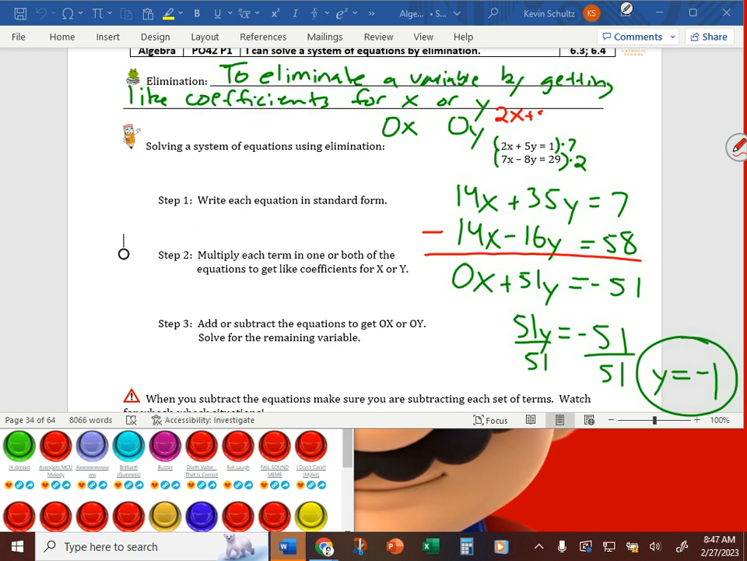2x plus 5 times negative 1 equals 1, or 2x minus 5, because 5 times negative 1 is negative 5, equals 1. You could probably do this in your head mentally. Add 5, divide by 2, x ends up being 3. So the solution to the system: x is 3 and y is negative 1.